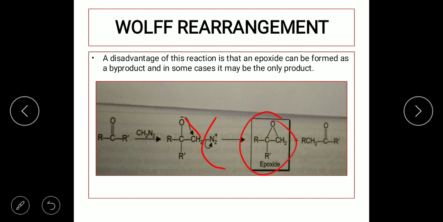Epoxide is nothing but a strained three-membered cyclic ring with a heteroatom, oxygen, in it. So this is one of the disadvantages. Why it is a disadvantage is because epoxides can be formed as a byproduct, and sometimes they can also be formed as the main product. And epoxides are usually unstable because they have angle strain in them. So hence this is one of the disadvantages of this reaction.